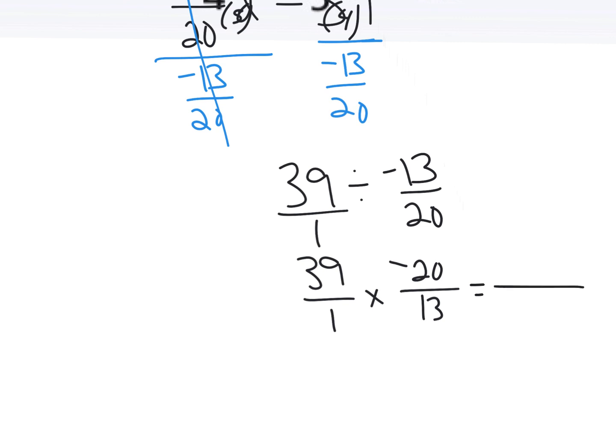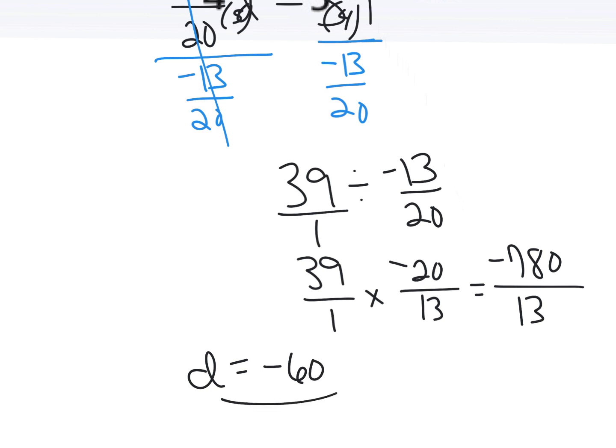You could actually reduce the 13 and the 39 here by 13. We may not see that though, so if you don't see that, if you just multiply across, that would be negative 780 over 13. And then if you divide that out, you should get negative 60. So D equals negative 60 would be our answer for that problem.